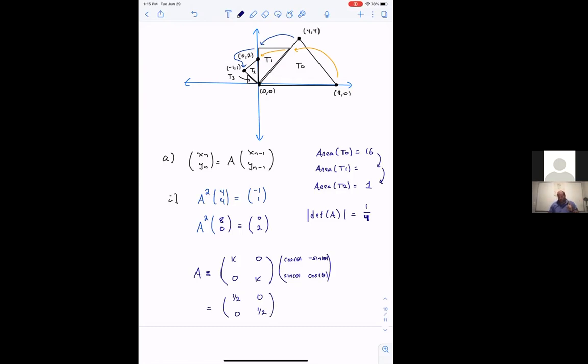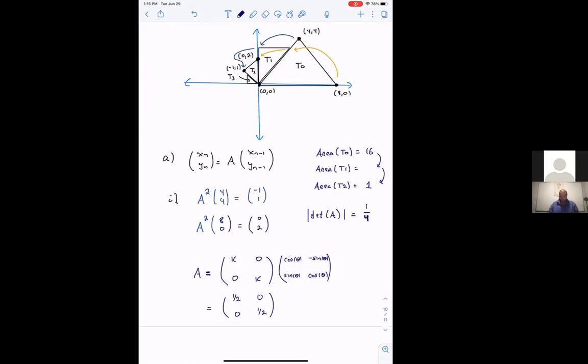Now remember, you might say, well, what about the other part, the rotation part? Rotation does not change the area. So the determinant of the rotation matrix has to be 1. It plays no role. And in fact, if you think about it, cosine squared plus sine squared is 1. So k has to be 1/2.